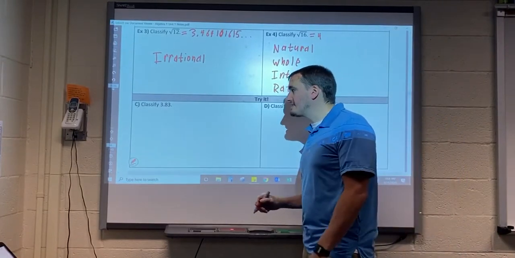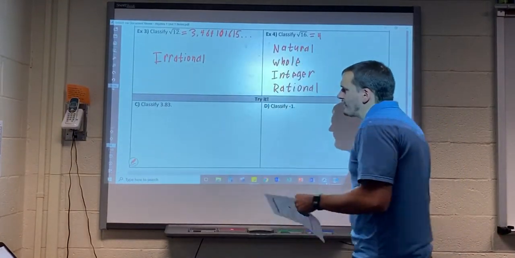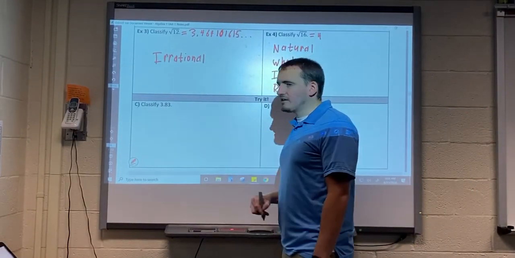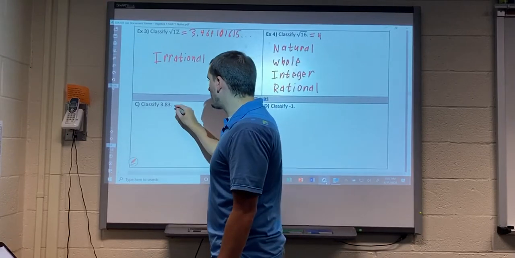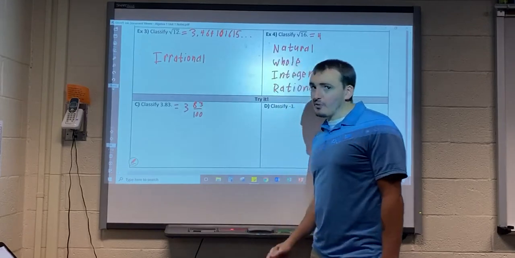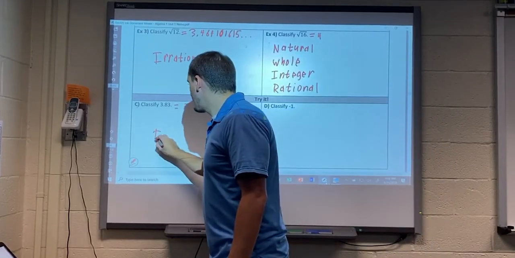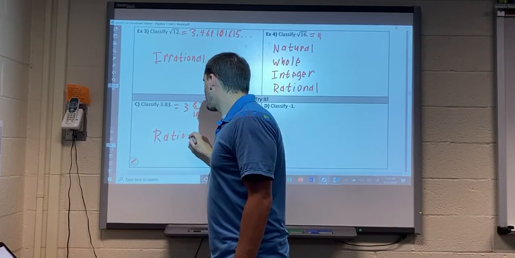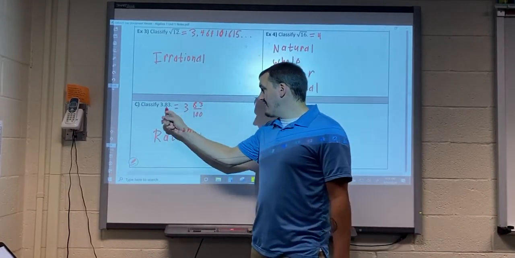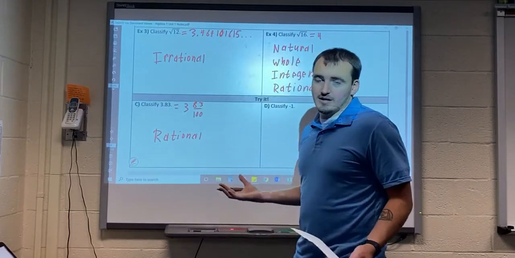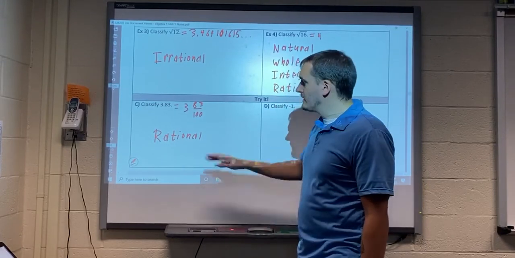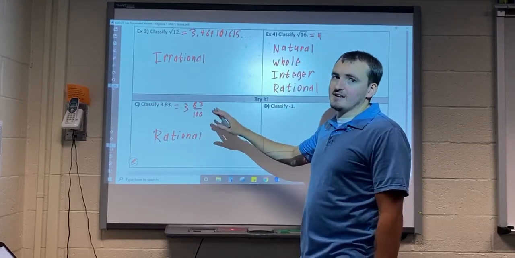Okay? So letter C says classify 3.83. Could we write 3.83 as a fraction? Yeah, we could write that as 3 83/100ths. Okay, we can write that as a fraction. That means that it is rational. It is not a whole number or a natural number because it has a decimal. Same thing with integer. It has a decimal, so it is not an integer, okay, or a natural number or a whole number. So the only classification here is that it is a rational number.